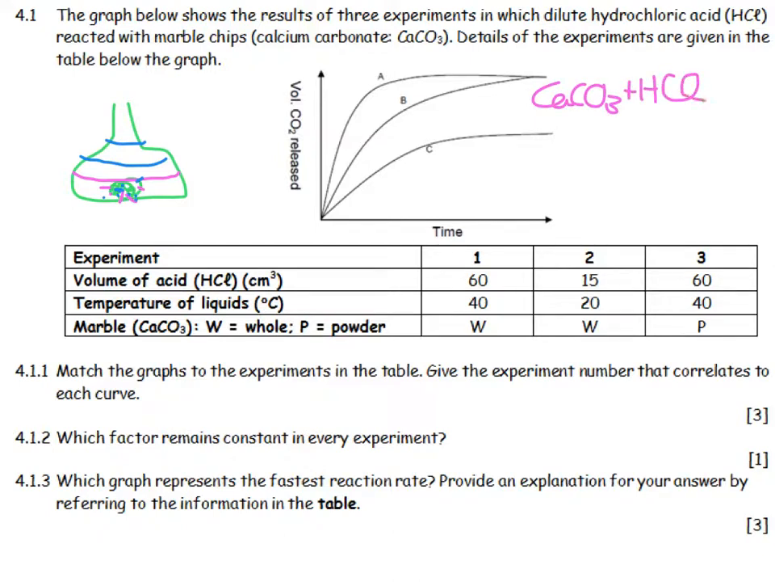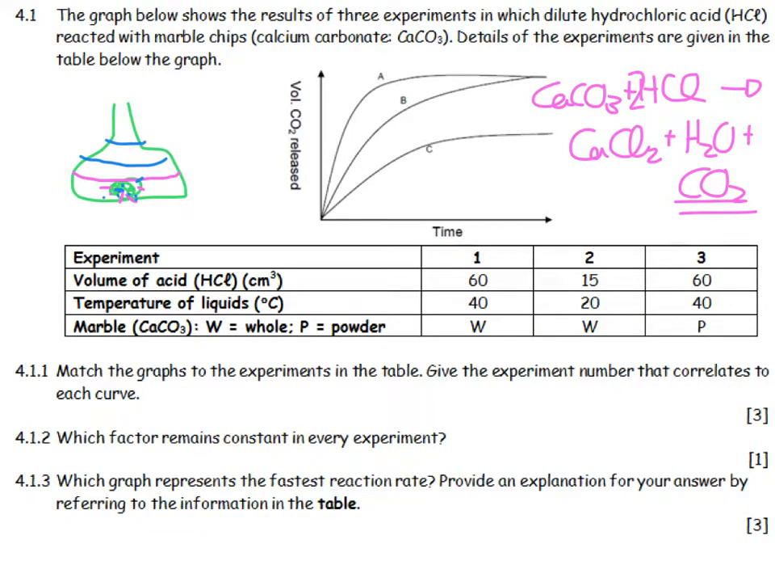And we have learned before that an acid and a carbonate gives me a salt plus water plus carbon dioxide. Not that it's essential to know that, but just the fact that you've then got an idea. You're going to be making carbon dioxide, and the faster the reaction's taking place, the quicker this volume of carbon dioxide will go up. Match the graphs to the experiments in the table and give experiment numbers that correlate to each curve.